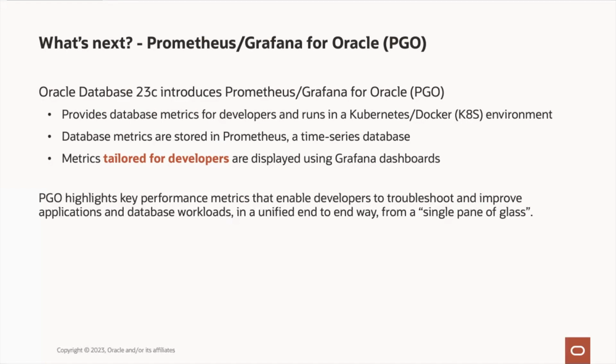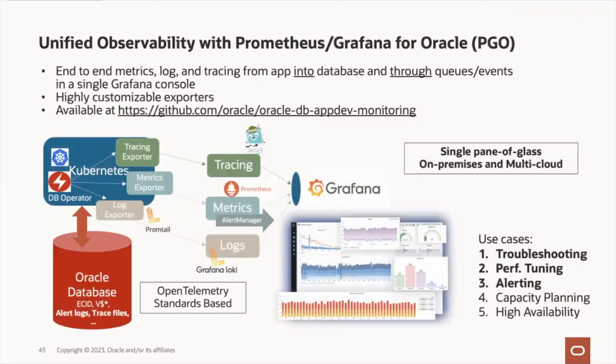Developers can now tie in and correlate across Kubernetes container metrics, application tier metrics, and Oracle database metrics, all together in a single unified dashboard. And in addition to metrics, logs and tracing are also enabled to truly get a unified observability picture on a single pane of glass. So expanding on the TxEventQ monitoring architecture we just discussed, Prometheus Grafana for Oracle, or PGO, provides unified observability for developers from the application through the database.